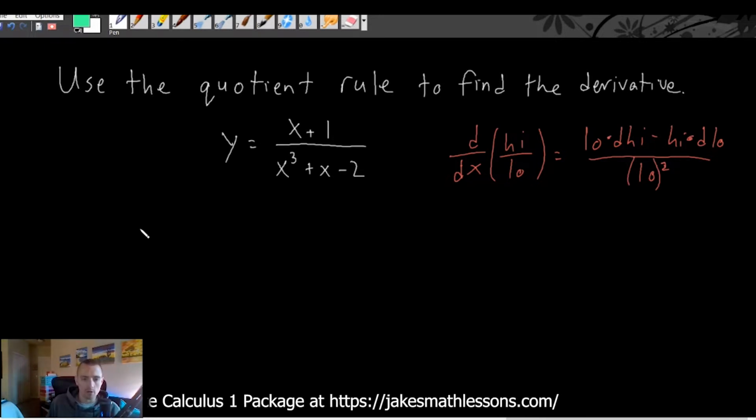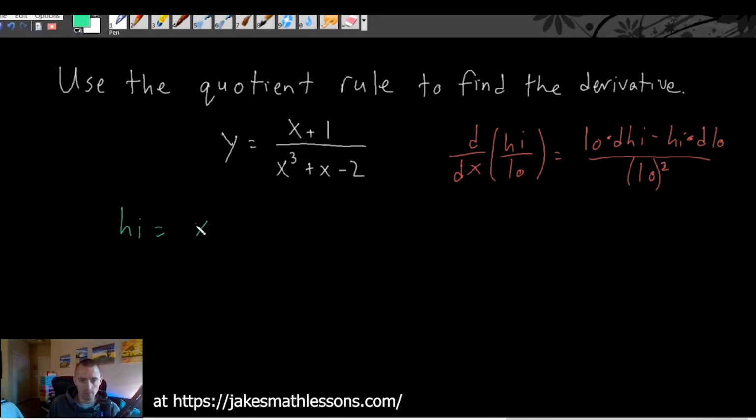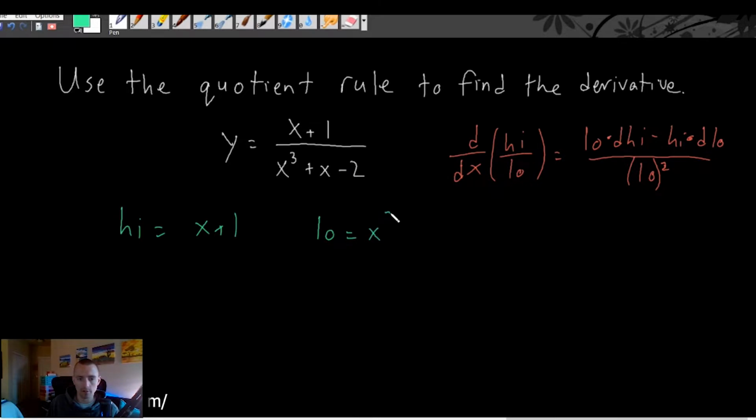We're going to write out the high part of our fraction, which is just the top of our fraction, x plus 1. The low part of our fraction, which is just the bottom, x cubed plus x minus 2. And then again, we write out our d high and our d low.